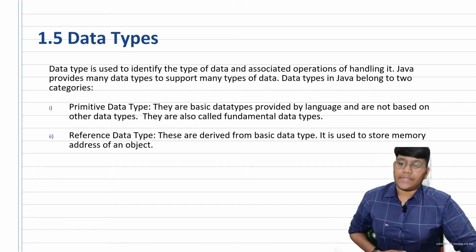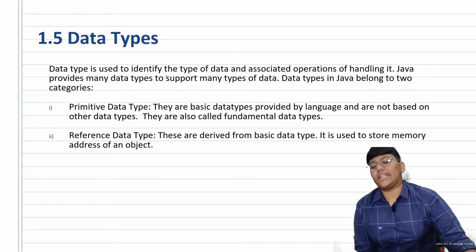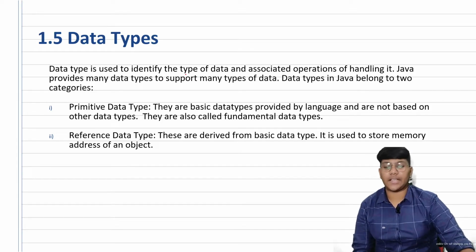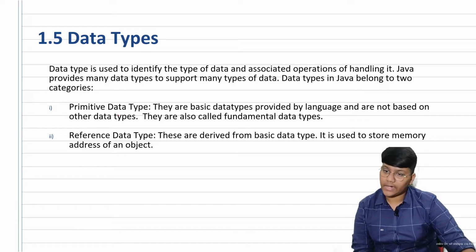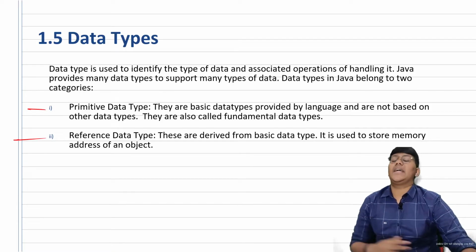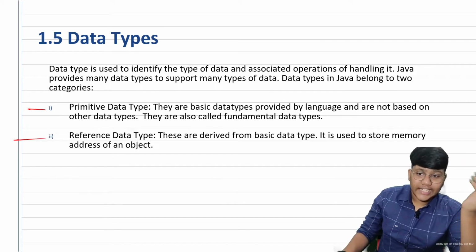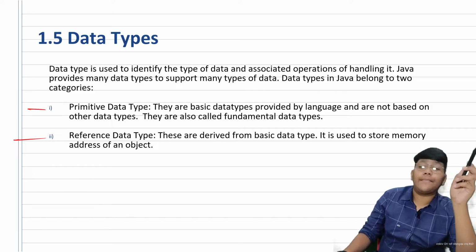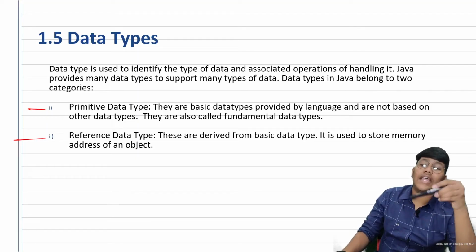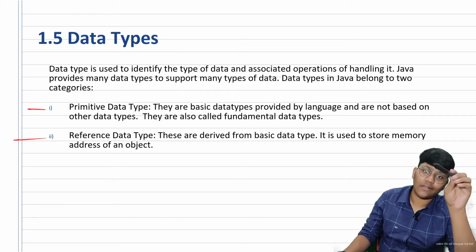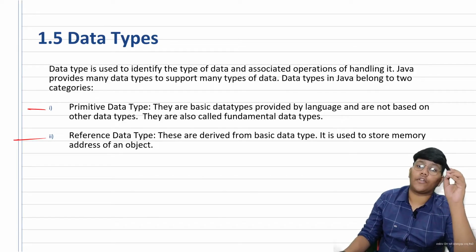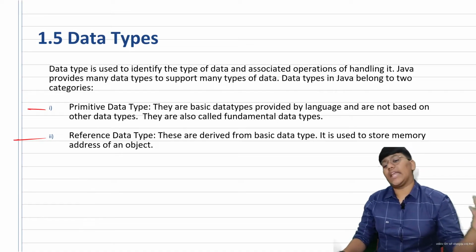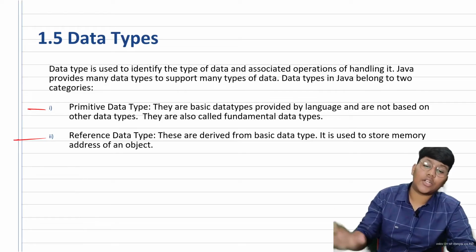Now data types. A data type identifies the type of data and the associated operations for handling it. Java provides many data types to support many types of data. Data types in Java belong to two categories: primitive data types and reference data types. So what is a data type? A data type is used to identify the type of data that we are using. So it becomes easier for the Java language to understand what functions the data can do.